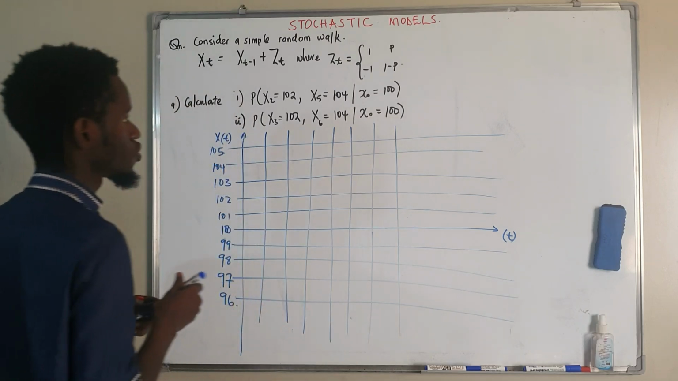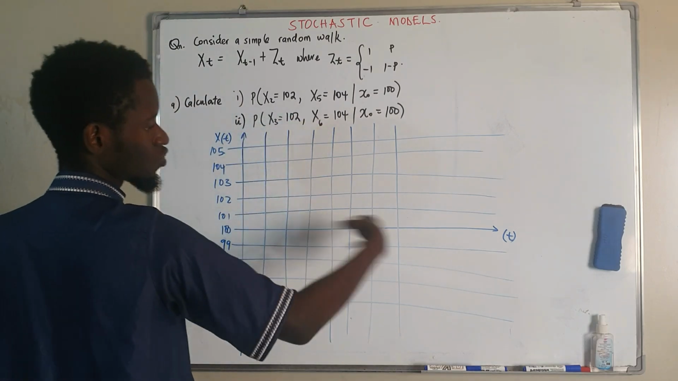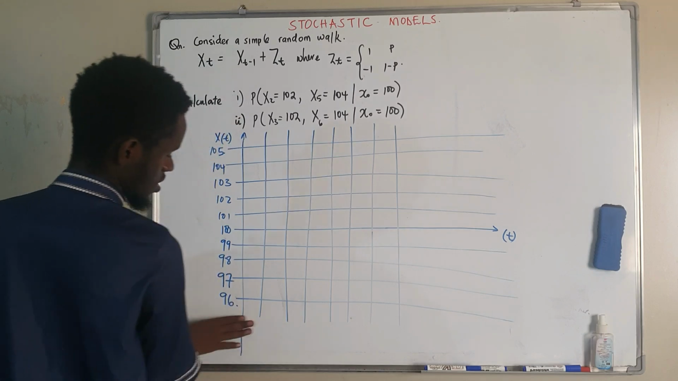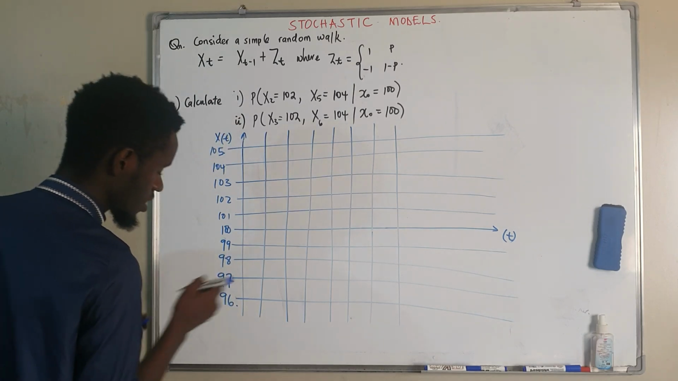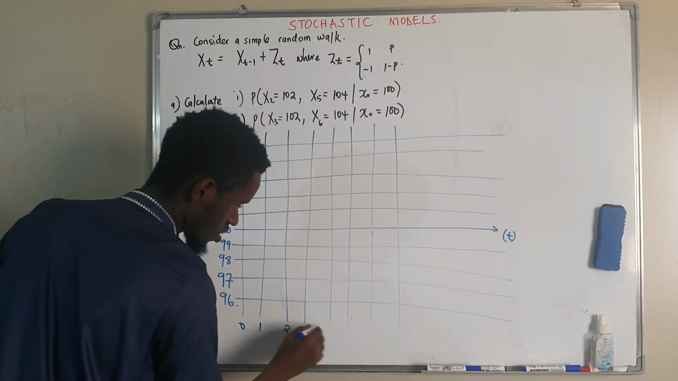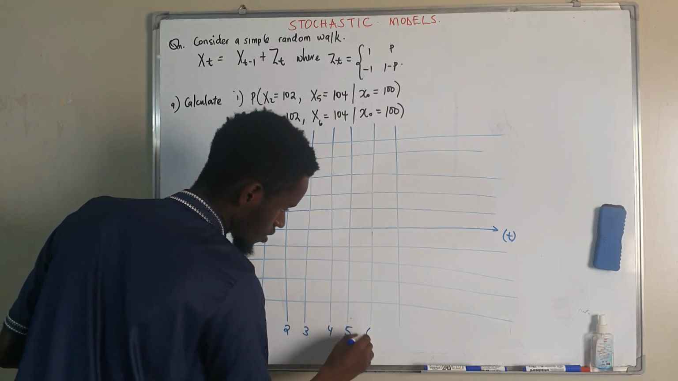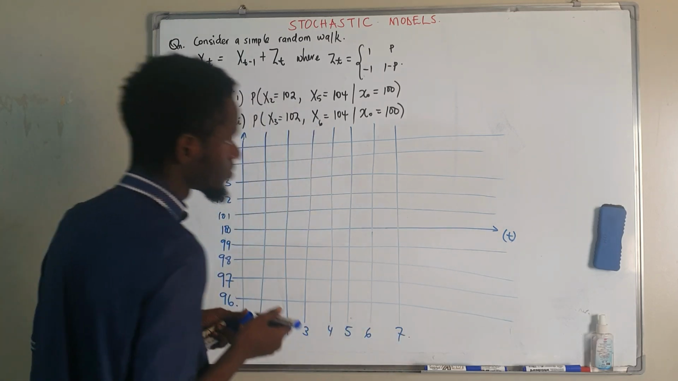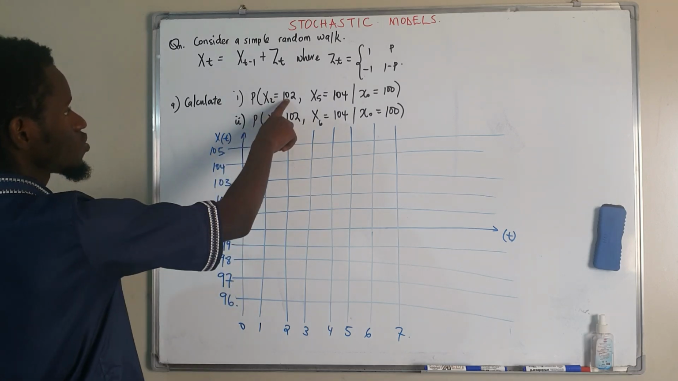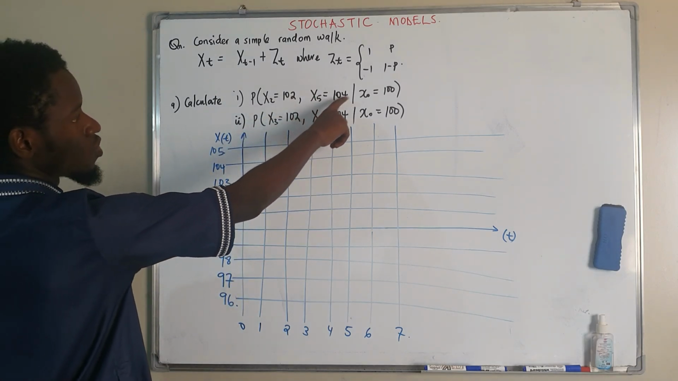Now from here I'm seeing that my question has X5 and X3. Therefore I have to go up to t6. If I begin with t as 0 here, it's going to be 1, 2, 3, 4, 5, 6, then 7, like this. Now let us get the probability when X2 is 102 and X5 is 104.